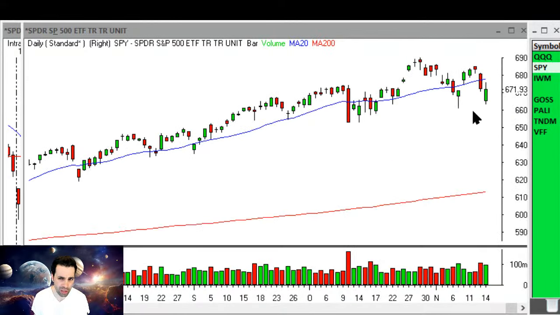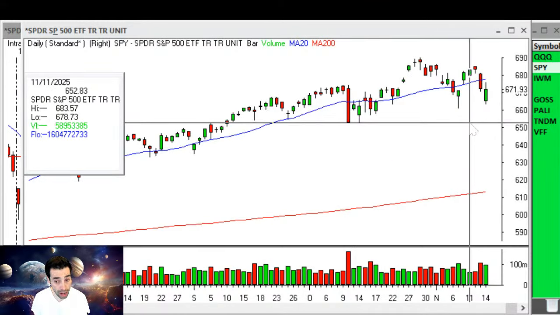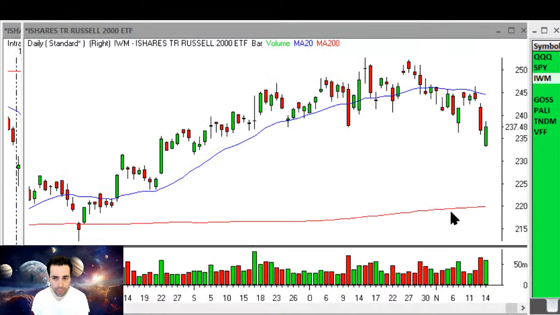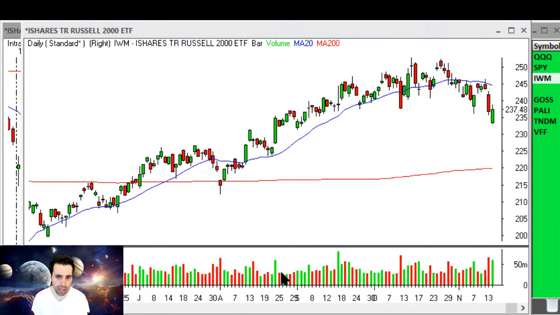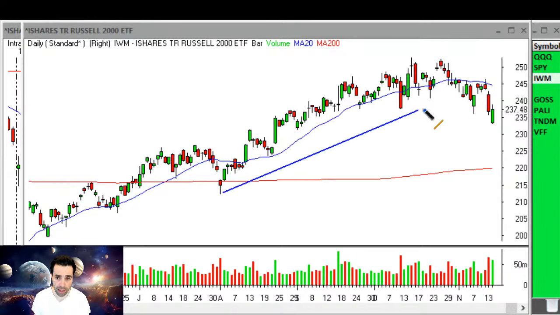The SPY is going to look similar, a little bit stronger actually. IWM looks different, but as you can see, the IWM is showing the clearest break of the uptrend. Look at that, right? We're clearly breaking down. We double topped, lower high, lower low, right, than the previous lows.